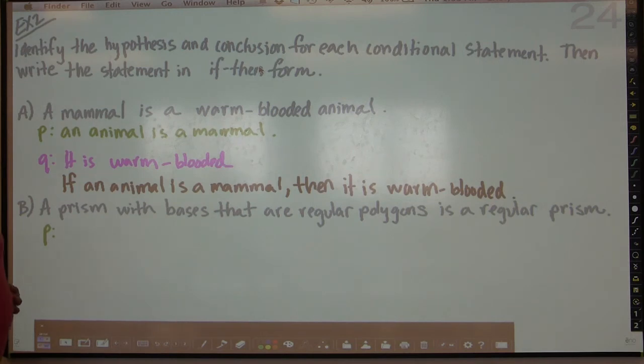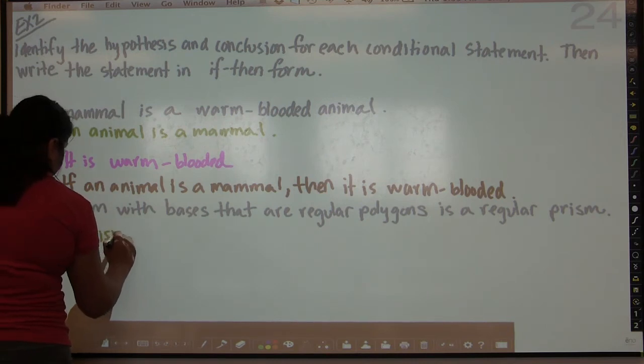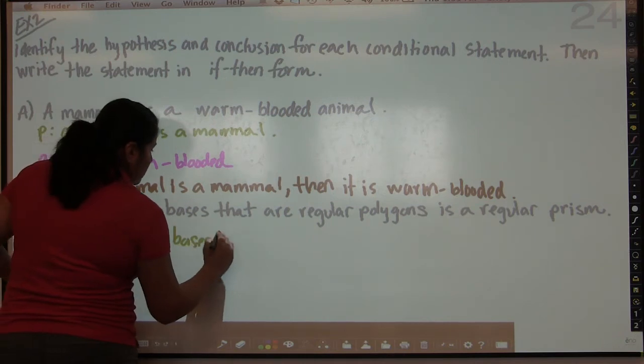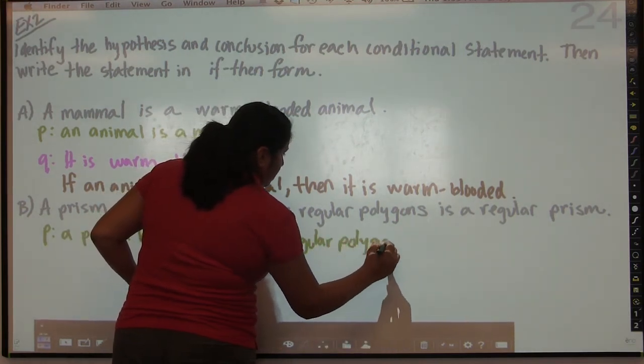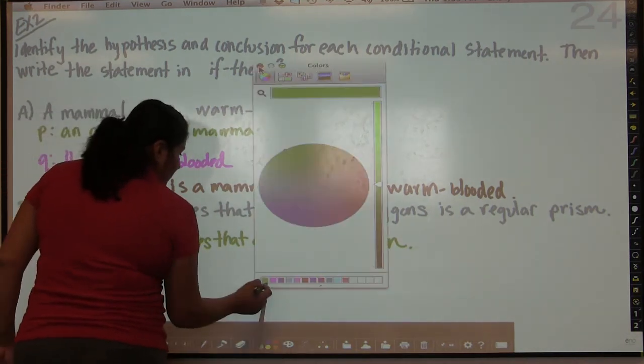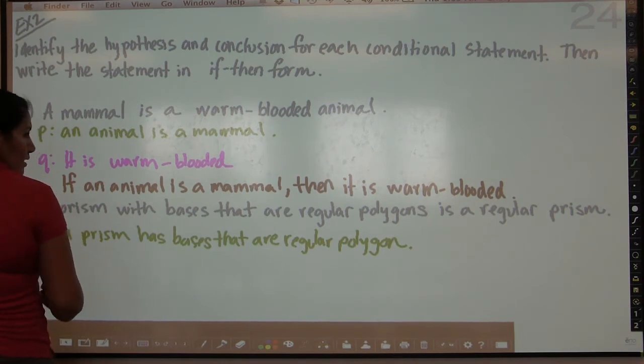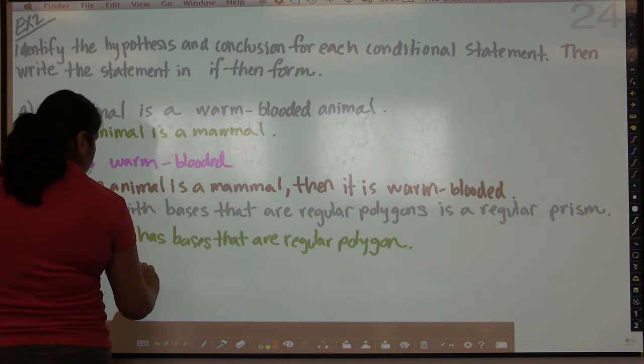A prism with bases that are regular polygons is a regular prism. Okay, so being a regular prism depends on whether or not the prism has bases that are regular polygons. And so, like we said before, since the conclusion should depend on the hypothesis, that tells us that the hypothesis is that a prism has bases that are regular polygons. So a prism has bases that are regular polygons. Okay? And then our conclusion is that if that's the case, then it is a regular prism.